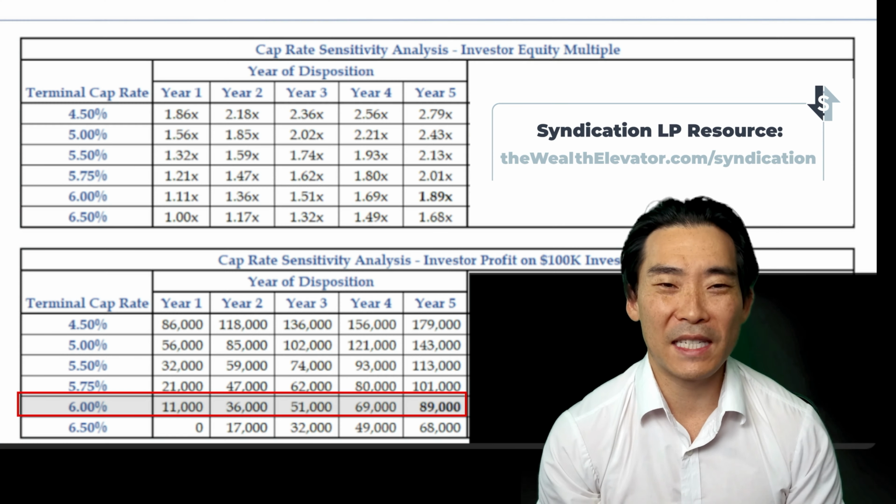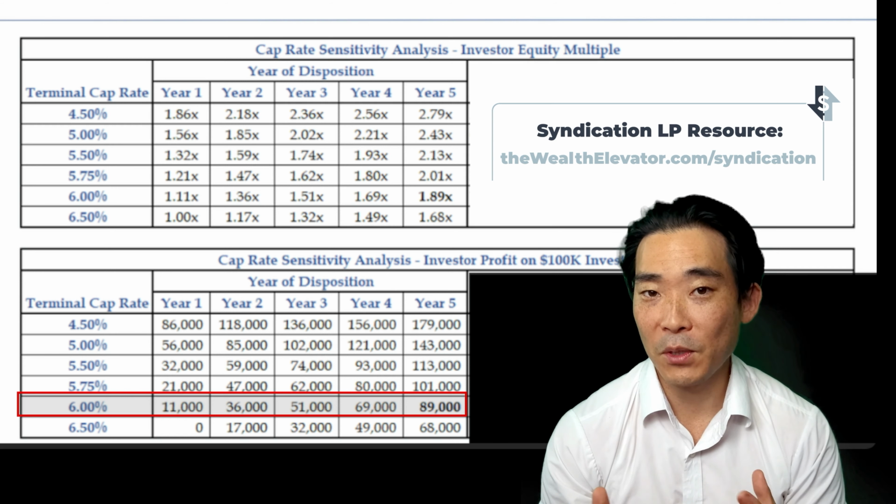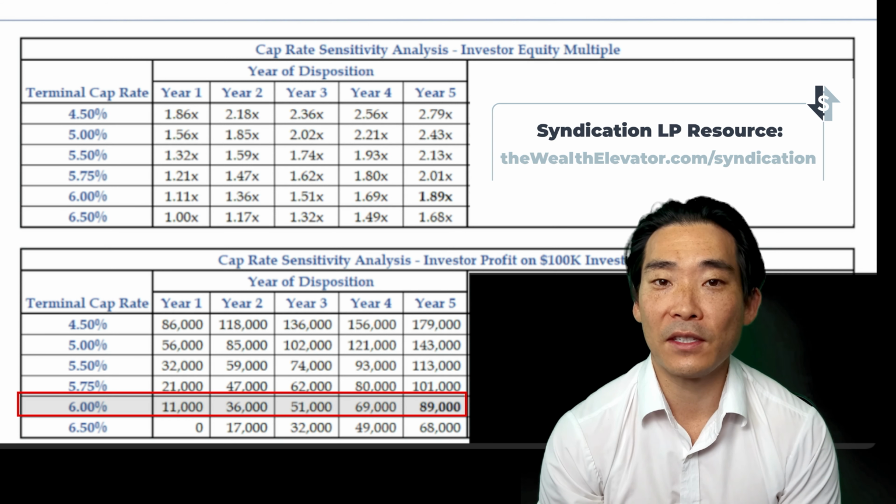Let's just say the cap rate slightly expanded from a 5.75 to 6. Then that same return would go down slightly to $89,000 there.